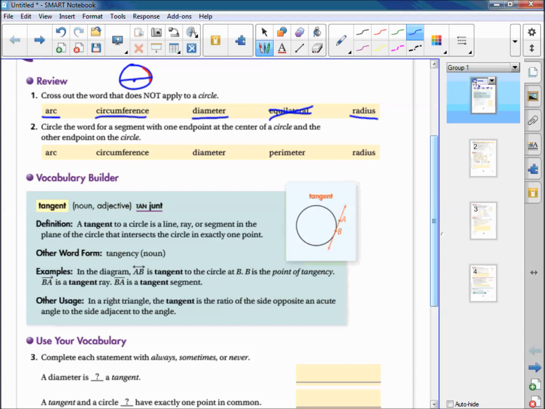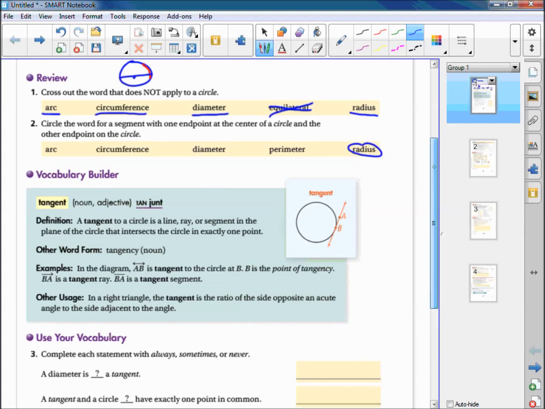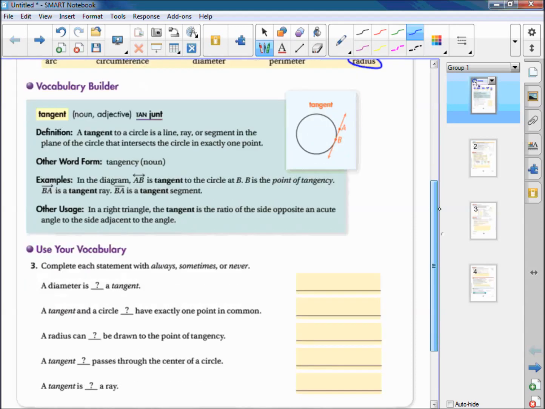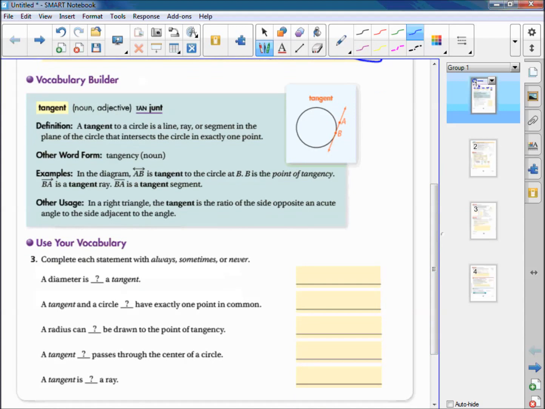Circle the word for a segment with one endpoint at the center of a circle and the other endpoint on the circle. That's going to be our radius. Okay. Vocabulary builder, tangent. So this is a new word for us. A tangent to a circle is a line, ray, or segment in the plane of a circle that intersects the circle at exactly one point. So there's the point where it intersects. And another word is tangency, the noun.